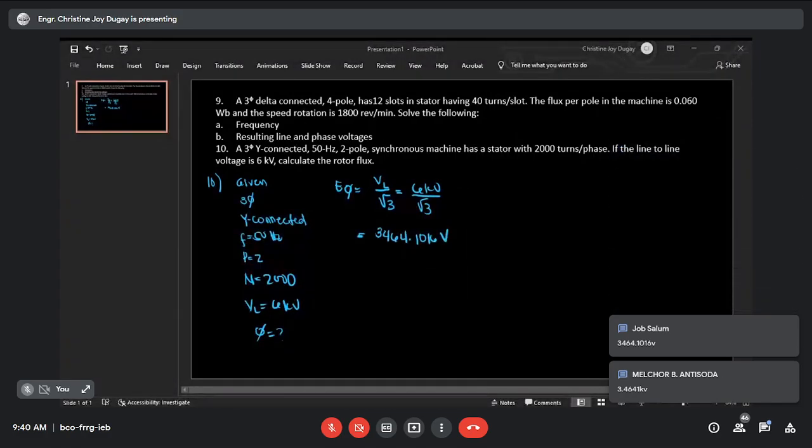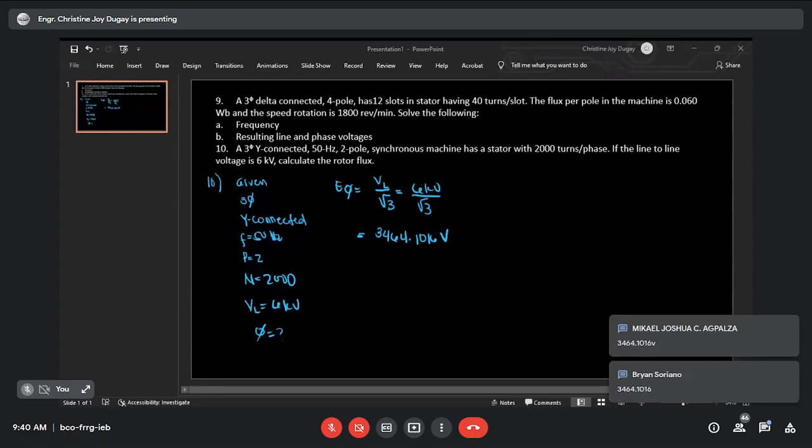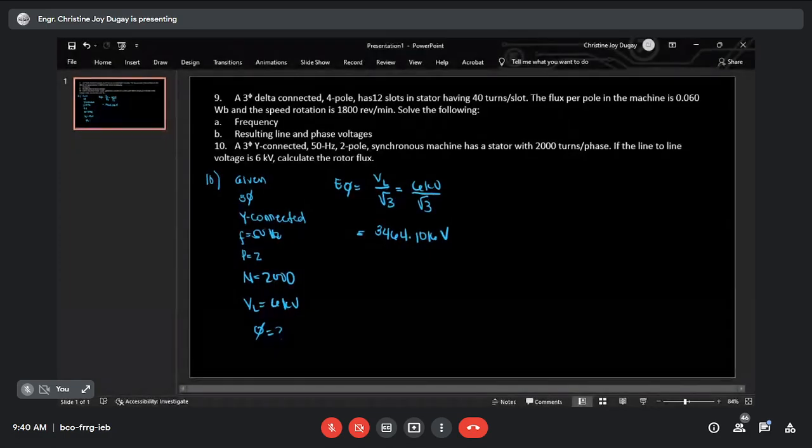Pwede na kunin yung flux mo. Maximum. Do we have to solve for maximum? Okay, so let's try to solve for maximum. Mr. Miguel, how are we going to solve for maximum? Kunin na po yung flux. Rotor flux mo. E max, that is equal to, rotor flux mo. Oh, rotor flux. Akala ko E max.